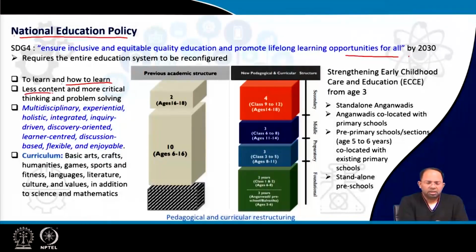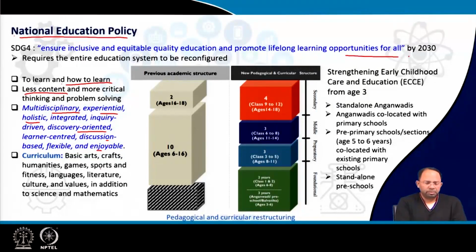So the focus is on less content that has to be covered, but more on critical thinking and problem solving. What has to be thought of is how people can think and can innovate. Then the training has to be multidisciplinary, experiential. The learning has to be experiential. It has to be holistic, integrated, inquiry-driven, discovery-oriented, learner-centric, discussion-based, flexible, and also enjoyable.